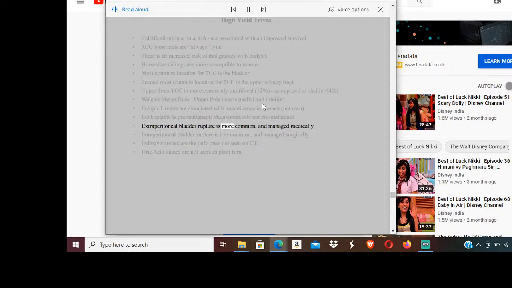Extraperitoneal bladder rupture is more common, and managed medically. Intraperitoneal bladder rupture is less common, and managed surgically. Indinavir stones are the only ones not seen on CT. Uric acid stones are not seen on plain film.